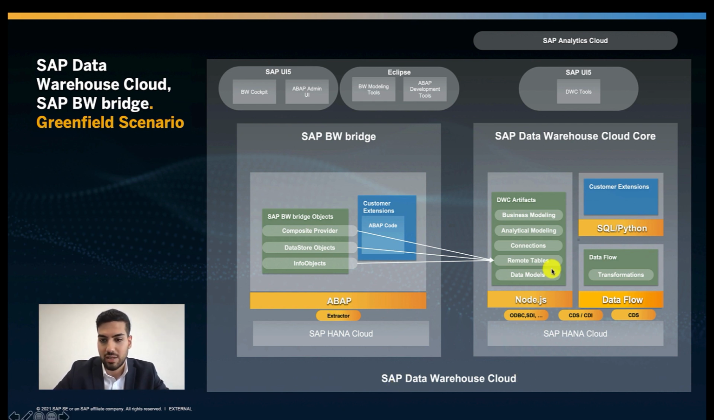Then here on the right side, in a dedicated SAP BW Bridge space in SAP Data Warehouse Cloud Core, the SAP BW Bridge artifacts like master data InfoObjects, advanced DataStore objects and composite providers are available as remote tables using SAP HANA Cloud Smart Data Access. And the remote tables in the SAP BW Bridge space can then be used in the regular SAP Data Warehouse Cloud Core spaces using the cross-space sharing approach of SAP Data Warehouse Cloud.